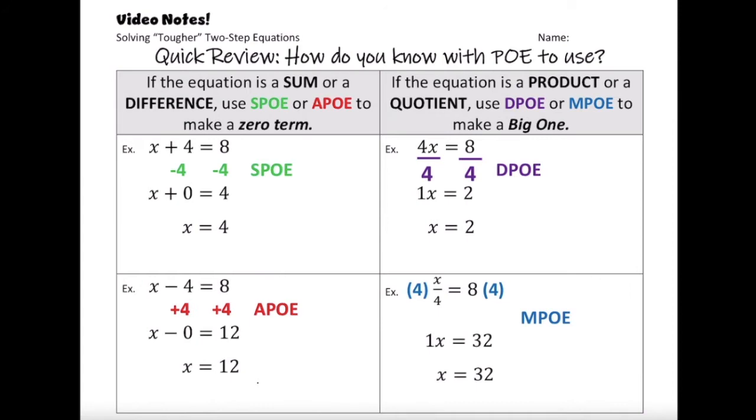So first, how do we know which property of equality to use? Well, that doesn't change. If the equation is a sum or a difference, like you see in the examples here, we're thinking about using SPO and APO to create those zero terms. That will get x by itself. If the equation is a product or a quotient, as you see here and here, we think DPO or MPO to create those big one factors.